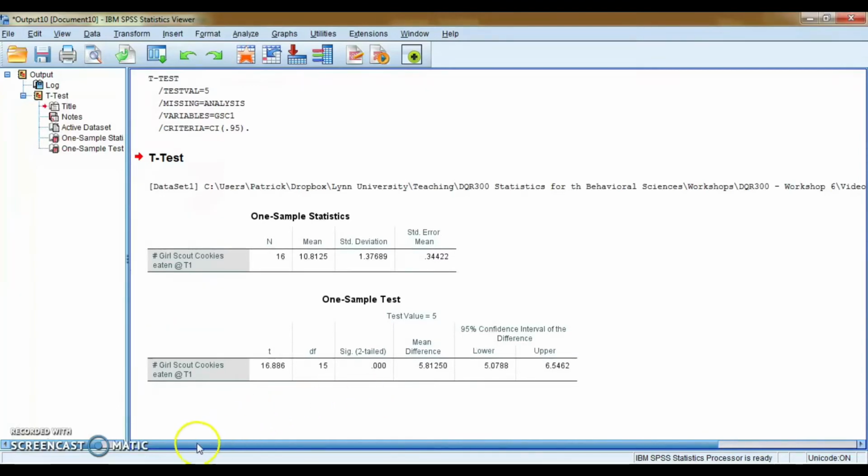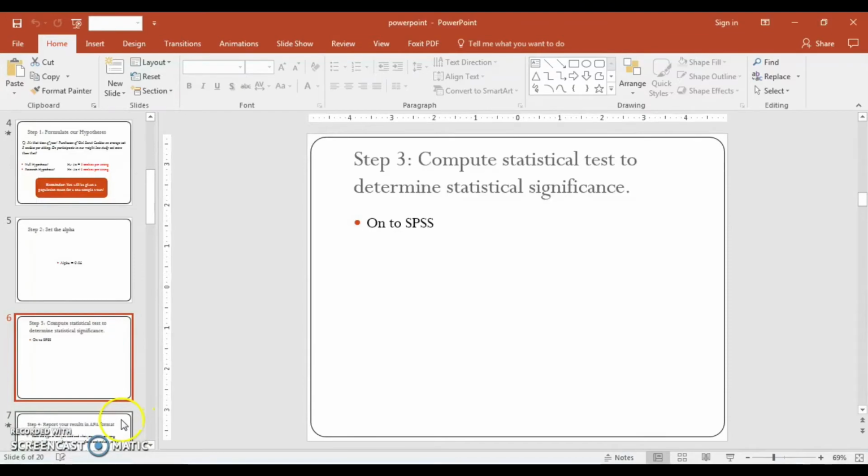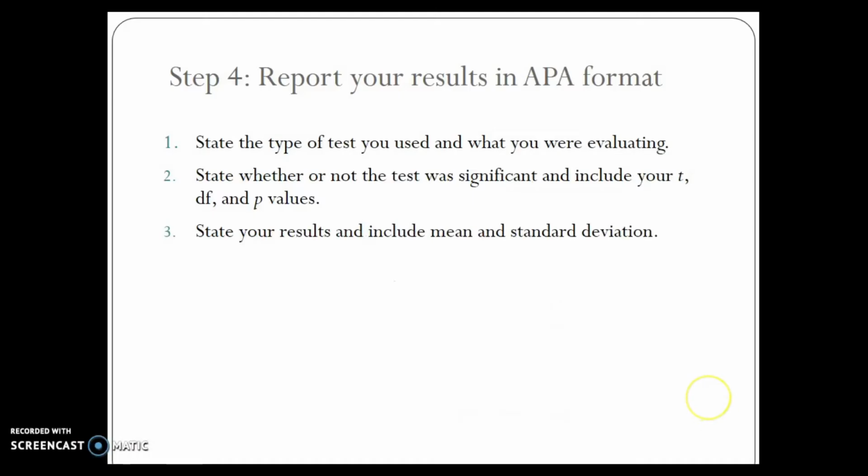So let's go back to our PowerPoint and move on to our next step. Next step is that you want to report your results in APA format. So this is how you do it. It's very simple. Step 1, you want to state the type of test you used and what you were evaluating. You could restate your research question here. Next thing you need to do is state whether or not the test was significant, and make sure you include your t-statistic, your degrees of freedom, and your p-values. Final thing is you want to state your results in non-technical language or layman's terms, and make sure you mention the mean and standard deviation.